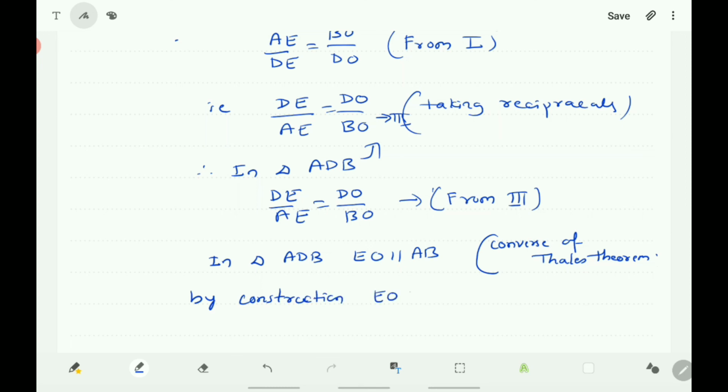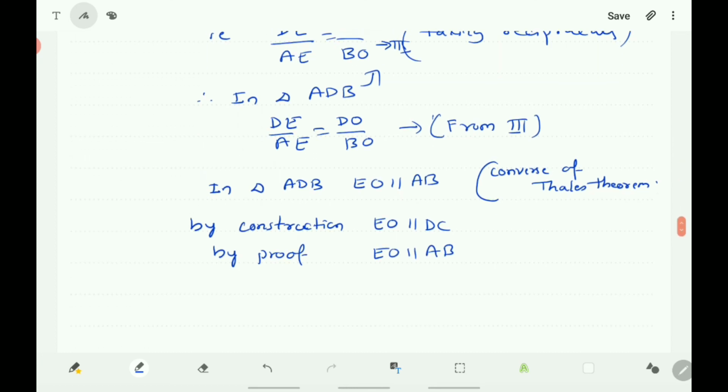It is EO parallel to DC. By proof, you got EO parallel to AB. Therefore, you can say that lines which are parallel to the same line are parallel to each other. Here the same line is EO. Therefore, you can write AB parallel to DC. Therefore, ABCD is a trapezium.